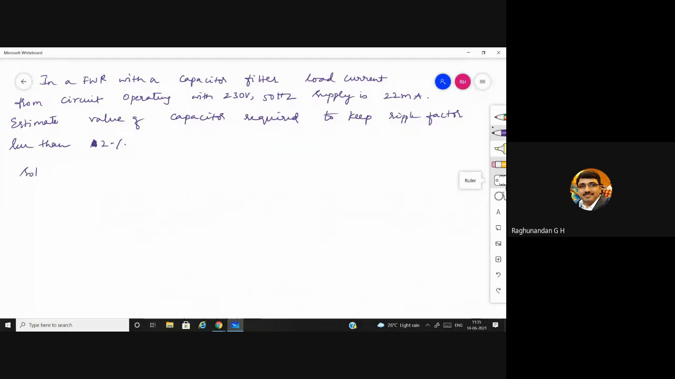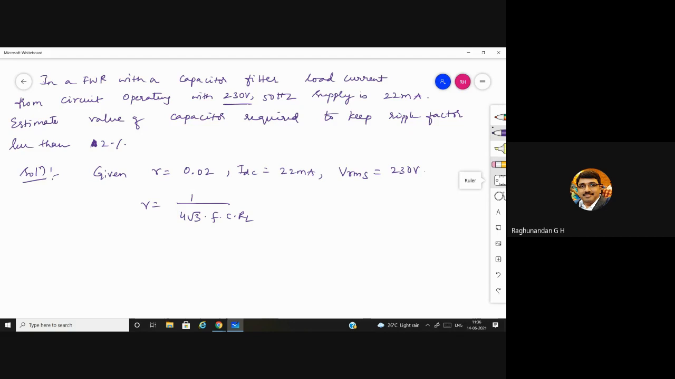So here, the ripple factor should be 2%, which means it is 0.02. This is the ripple value which is expected. So less than means at least 2% is fine. IDC is given as 22 milliamps and 230 volts is given. 230 volts is the supply voltage, so obviously it will be our RMS voltage. For ripple factor, you have 1 by 4 root 3 F into C into RL.